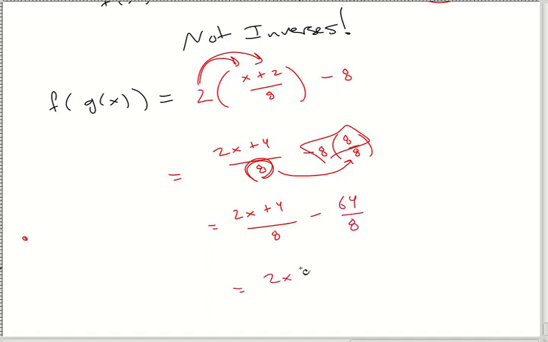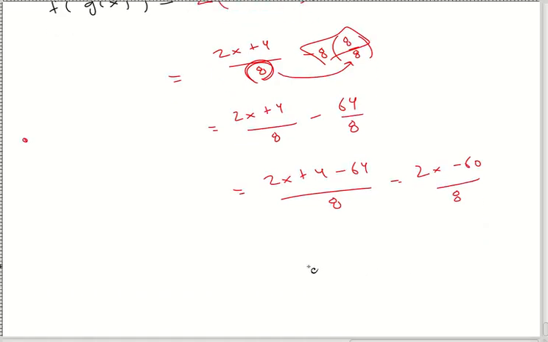Common denominator. So you combine the numerators. I got 2x minus 60 all over 8. And we could still simplify that by canceling a 2 everywhere. X minus 30 over 4. That is the final answer.